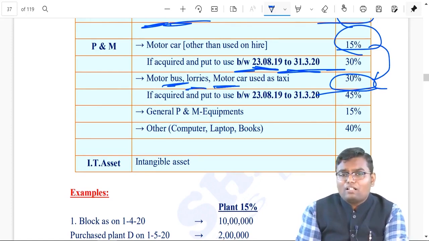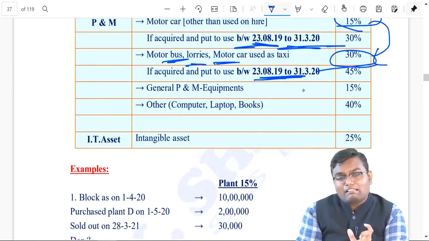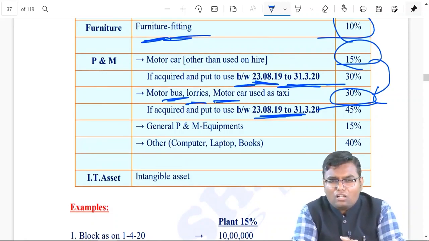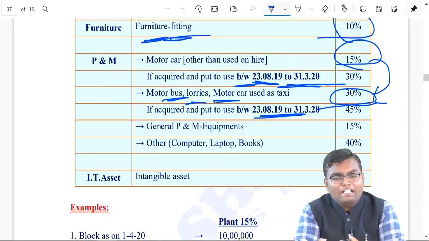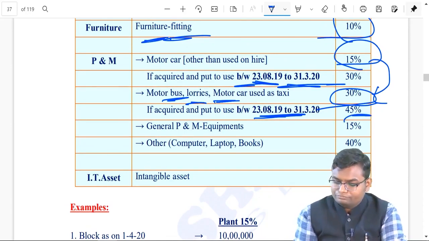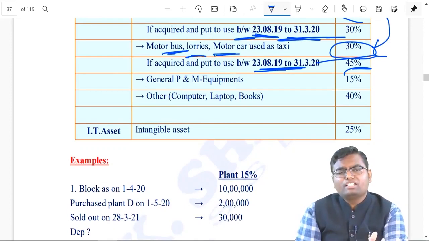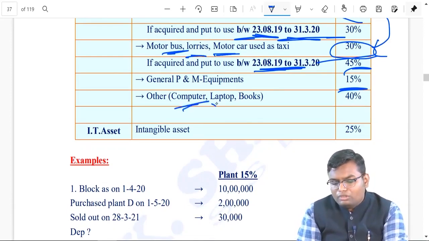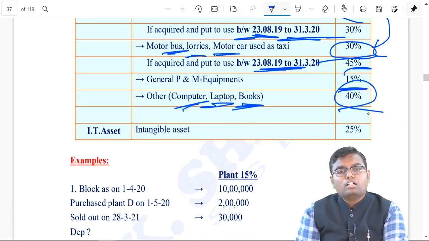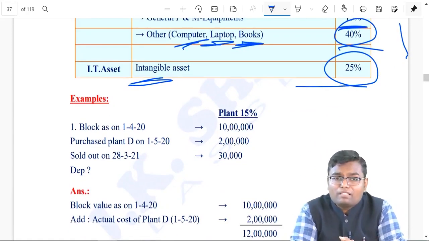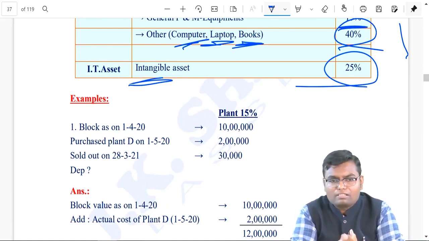But if those assets are also acquired and put to use between this specified period in which recession started in the automobile sector, 23rd August 19 to 31st March 20, whenever you claim depreciation, it will be 45% and not 30%. If you have general plant machinery equipment, normal plant machinery, then 15%, but computer, laptop or books, on that 40%. Any intangible asset you have, on that you have to apply 25%, patent, copyright, etc., 25%.